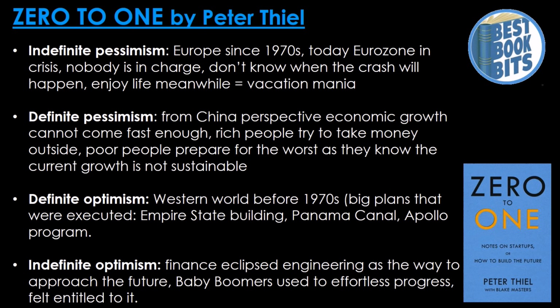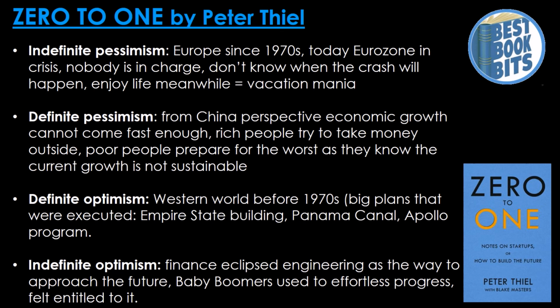Indefinite pessimism. Europe since the 1970s. Today, the Eurozone is in crisis. Nobody is in charge. Don't know when the crash will happen. Enjoy life meanwhile, equals vacation mania. Definite pessimism. From China's perspective, economic growth cannot come fast enough. Rich people try to take money outside. Poor people prepare for the worst as they know the current growth is not sustainable.